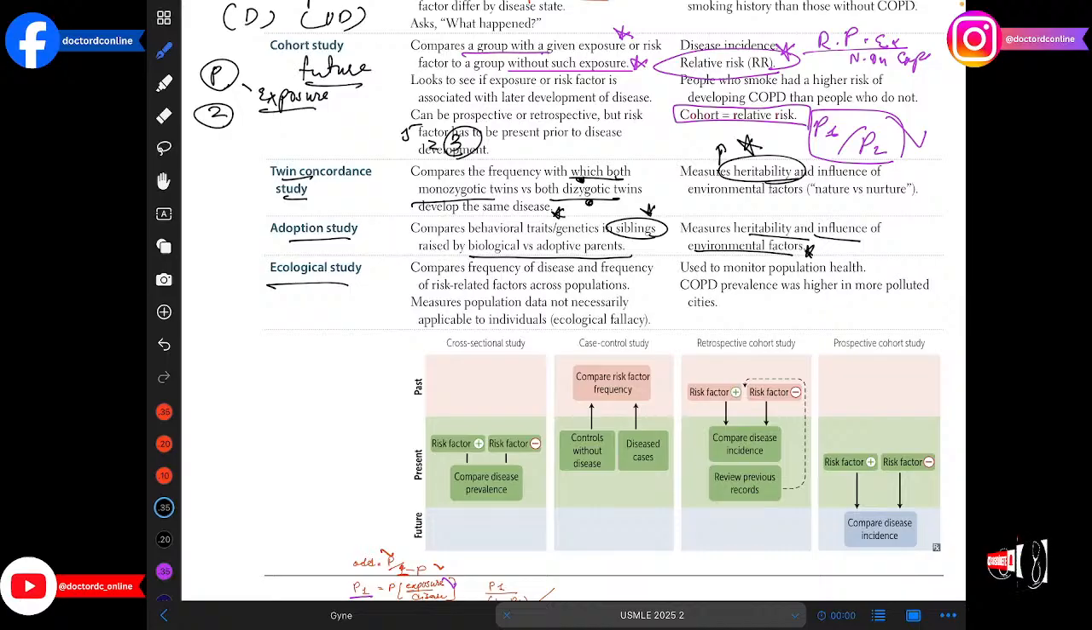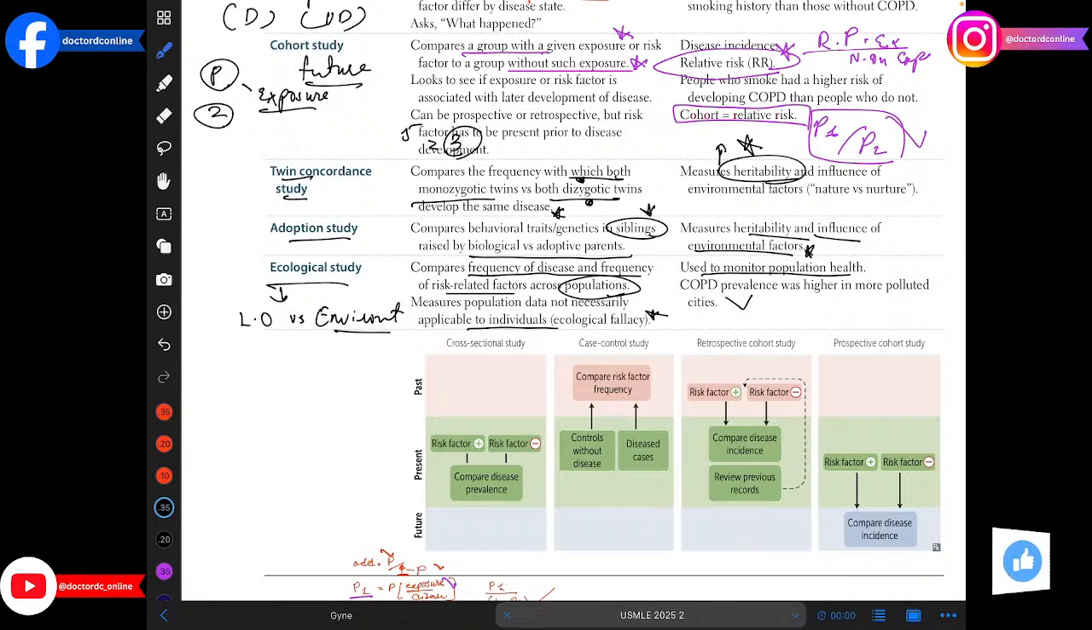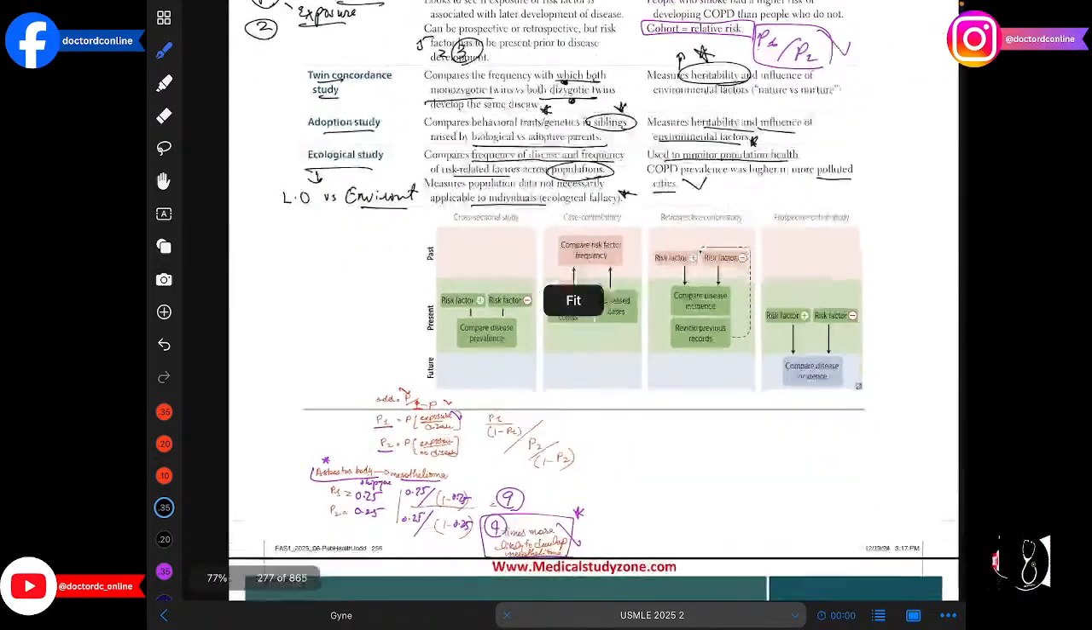Ecological studies. Ecology is the scientific study of the relationships between living organisms and their environment, including both the living, biotic, and non-living, abiotic components. It compares frequency of disease and frequency of risk-related factors across populations. It measures population data, not necessarily applicable to individuals. It is also used to monitor population health, like COPD prevalence was higher in more polluted cities.